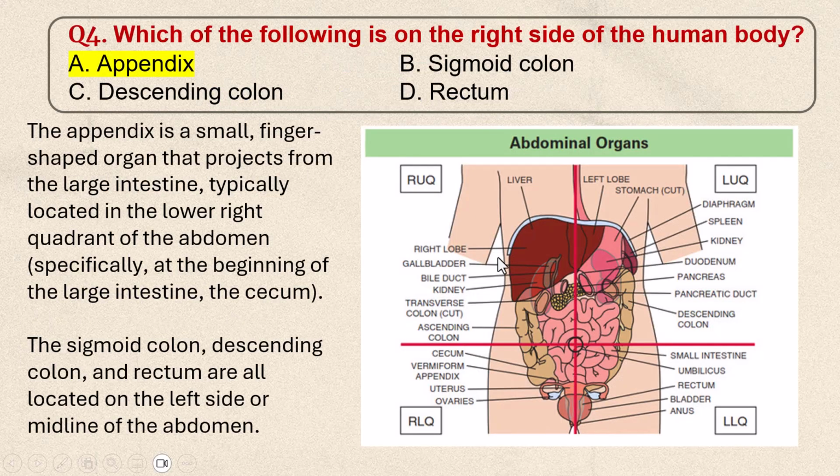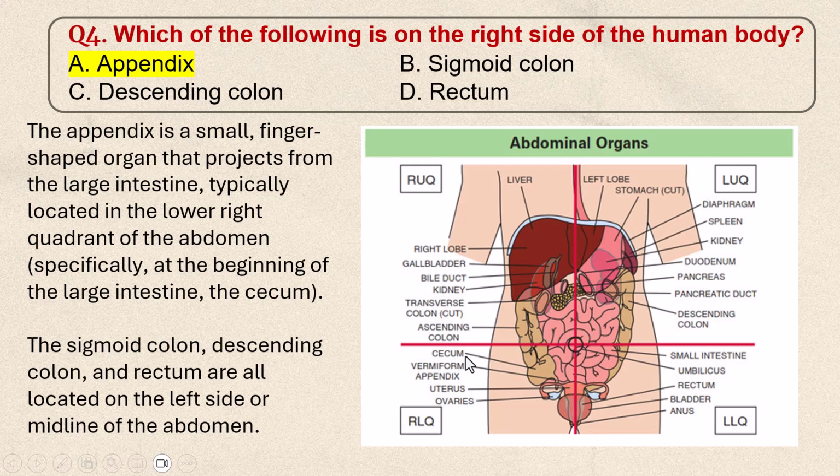Appendix. In the anatomical position, you have to know that anatomical right is, when a person stands straight and looking at you, the right side will be this side. So this is the right side, this is the left side. The abdomen can be divided into 4 quadrants: right upper quadrant, right lower quadrant, left upper quadrant, and left lower quadrant.